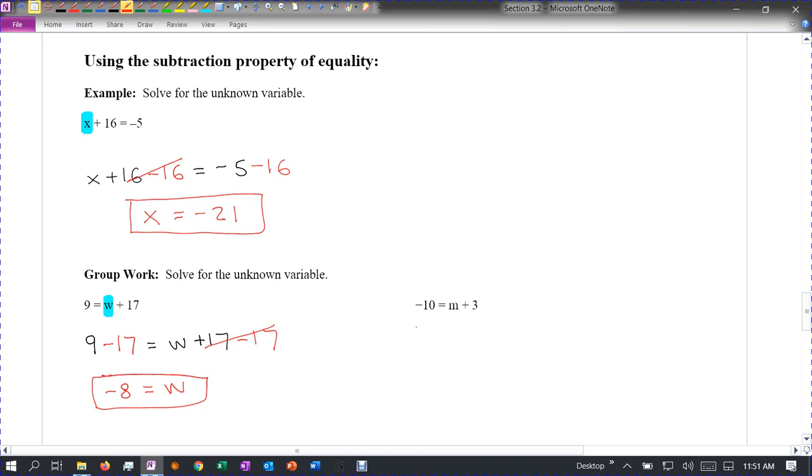And then here, I'll go a little faster. I'm going to have to subtract 3 on both sides to get that m by itself. So negative 10, I have to subtract 3 equals m plus 3 minus 3. These 3s cancel. We get negative 13 equals m.